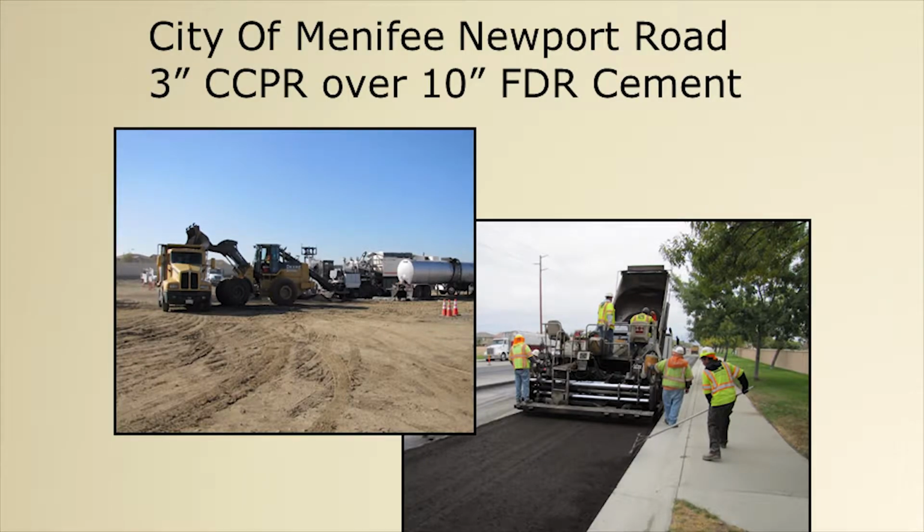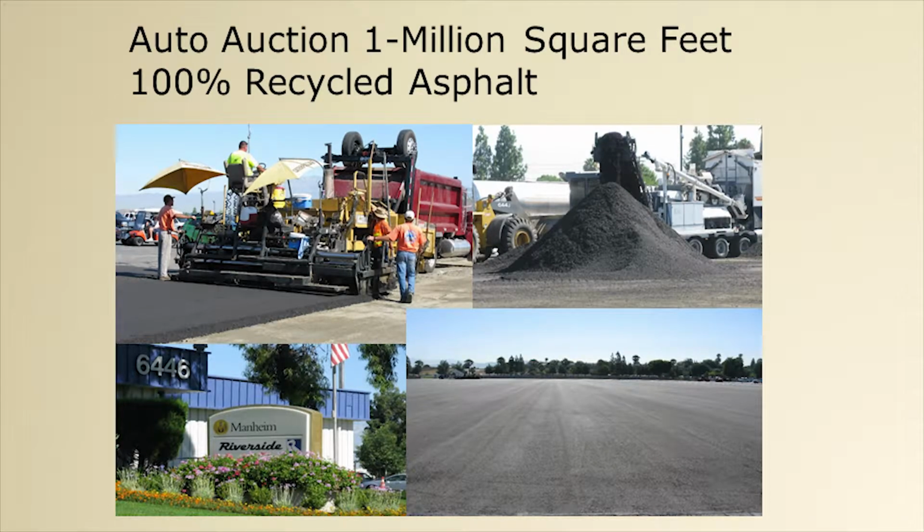So here's a typical example: the city of Menifee, we stripped off the AC, came in, and soil cemented the roads. They had a poor structural section. Then we placed 3 inches of the cold central plant, and they put in a 1.5 inch HMA cap on top of it. Here's an application where we took all of the RAP from a major road project, and we went over to a big auto auction, and all we did was recycle it 3 inches and put a slurry seal on top of it for the auto auction.